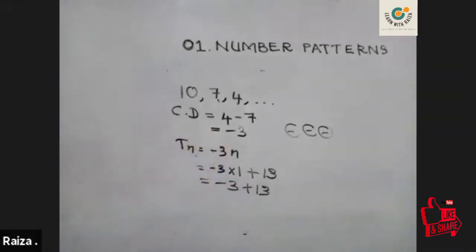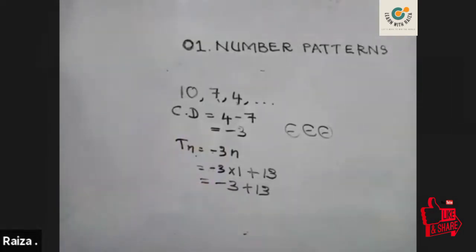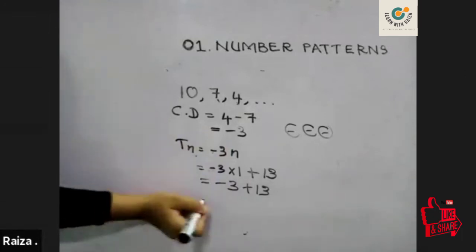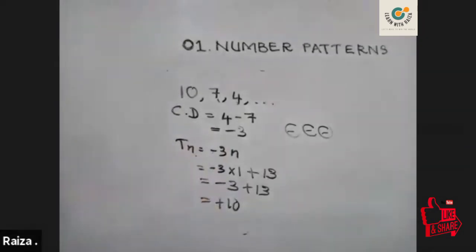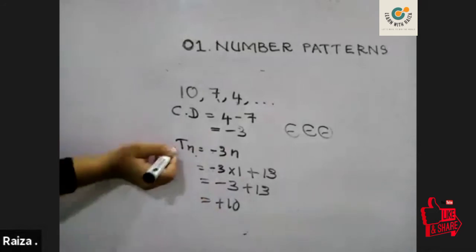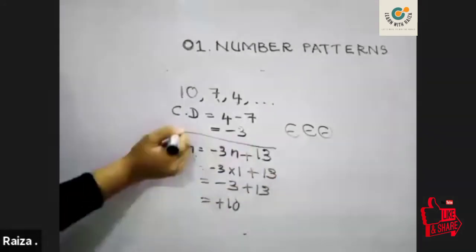Minus 3 plus 13 means you are having 13 rupees in your pocket and you have to pay your friend 3 rupees. You will take 3 rupees from your pocket and give it to your friend. Your debt is off. But what is remaining inside your pocket? That is your money, positive 10. That's how we get the answer. That means the general term will be minus 3n plus 13.